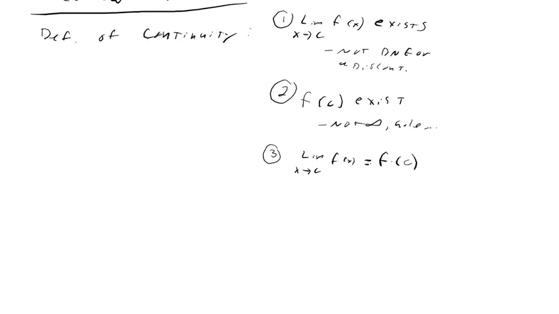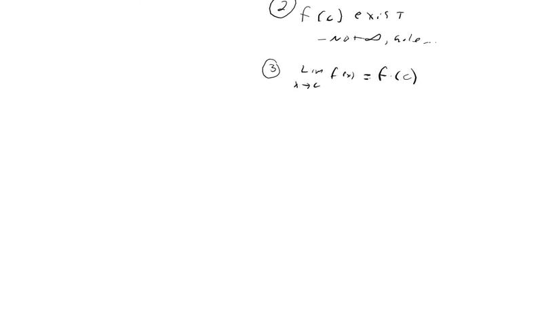So that's for continuity. We also had, what else did we have? Let me look at my notes here. We also had the intermediate value theorem. We talked about the intermediate value theorem. That was also 3 parts. The intermediate value theorem was we had to test 3 things. First, the function f of x must be continuous.